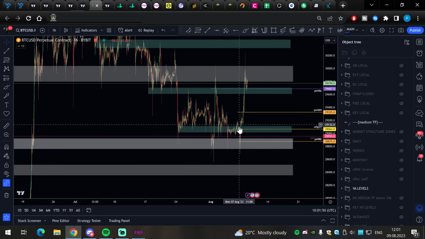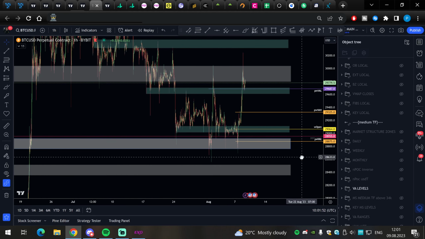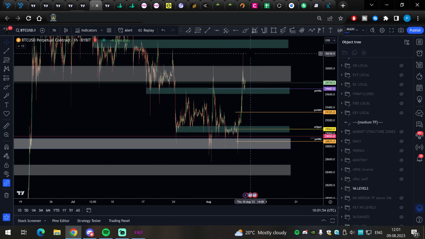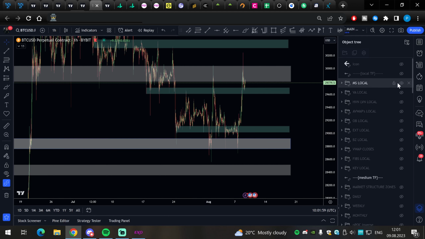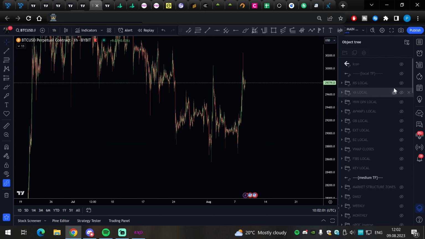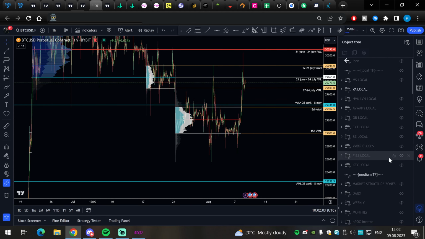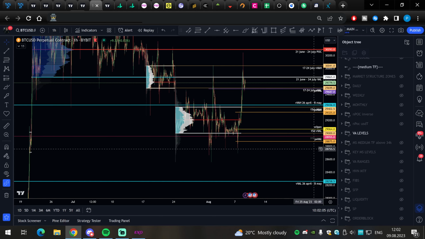So Bitcoin is showing me signs of strength. I like to see that. That's perfect, that's what I like to see. Order flow also pushing nicely. Let's return back to AMT and VA levels.